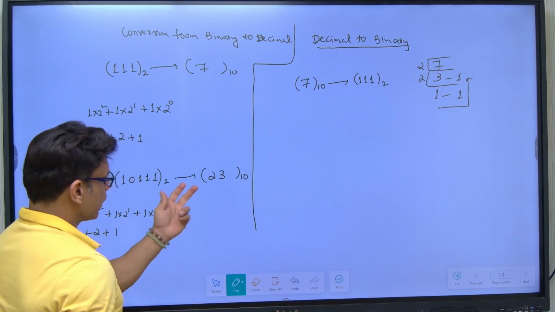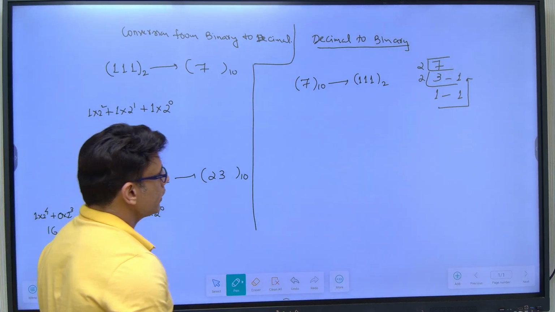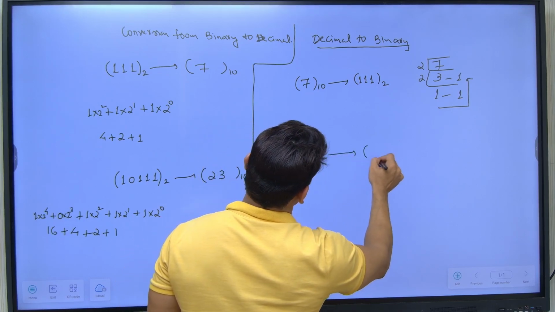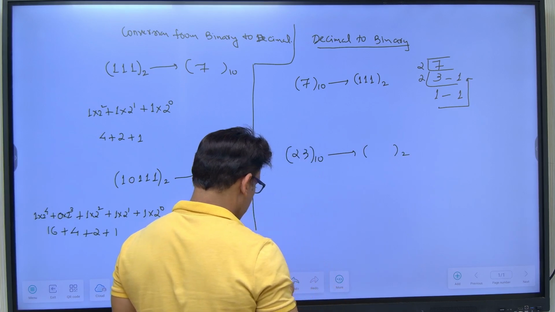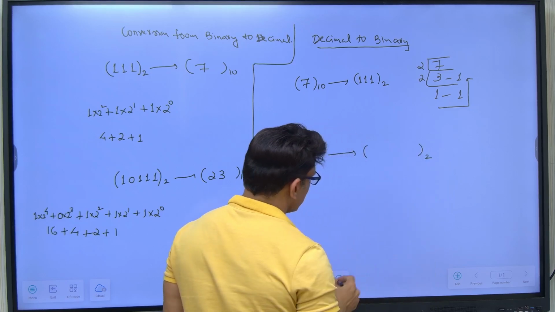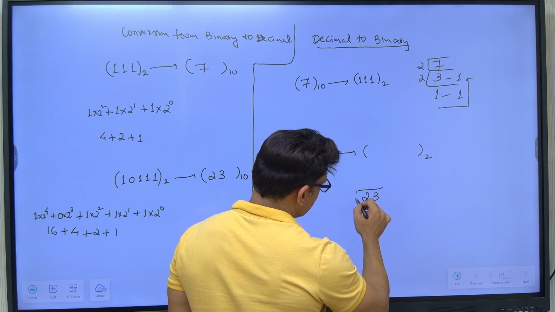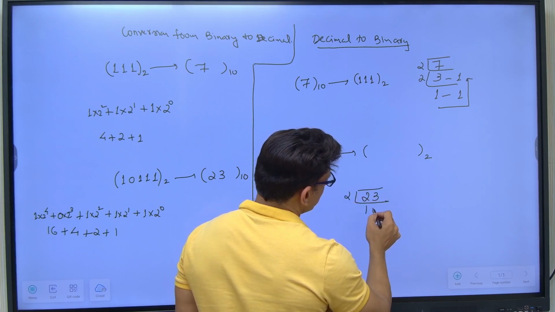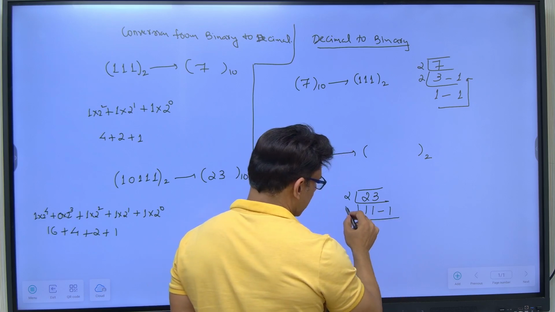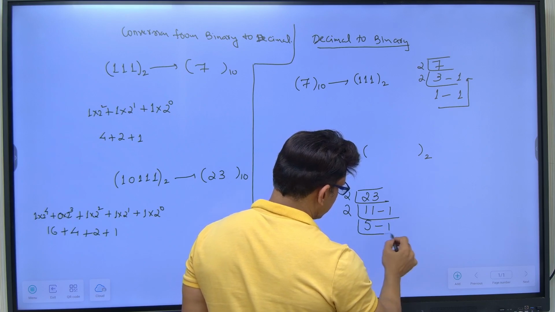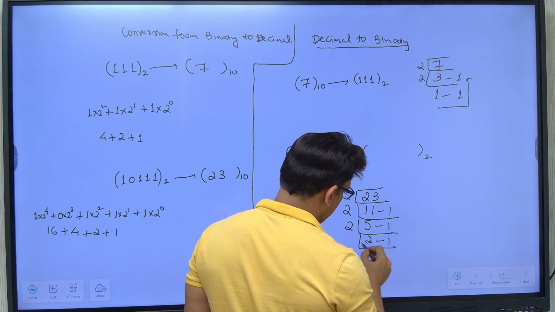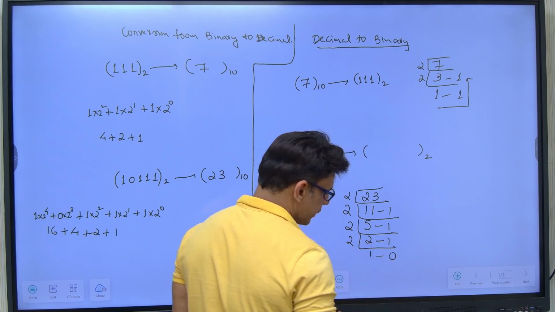In the same way, if you want to convert this 23 from decimal to binary, what we are supposed to do in this case is take 23 and divide by 2. So 2 11s are 22 and the remainder is 1. Then again 2 5s are 10 and the remainder is 1. 2 2s are 4, remainder is 1. And 2 1s are 2 and the remainder is 0.